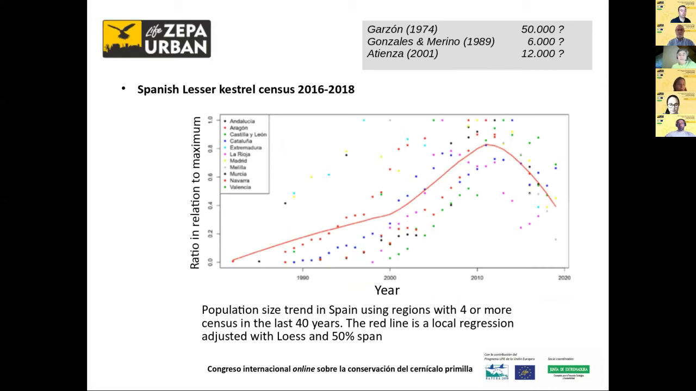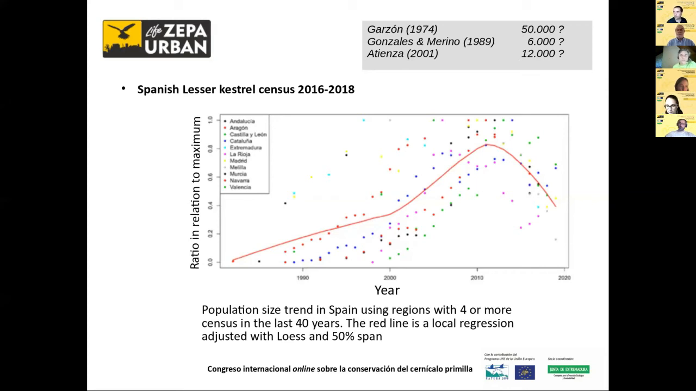Another important thing is how we should estimate the population trend. As you have seen, Garzón in 1974 estimated that there could be over 50,000 breeding pairs in Spain, while González and Merino in 1989 estimated just 6,000, and Atienza, in a census that we considered was probably underestimated, estimated 12,000. Are these just errors in the census, or has the population been fluctuating?